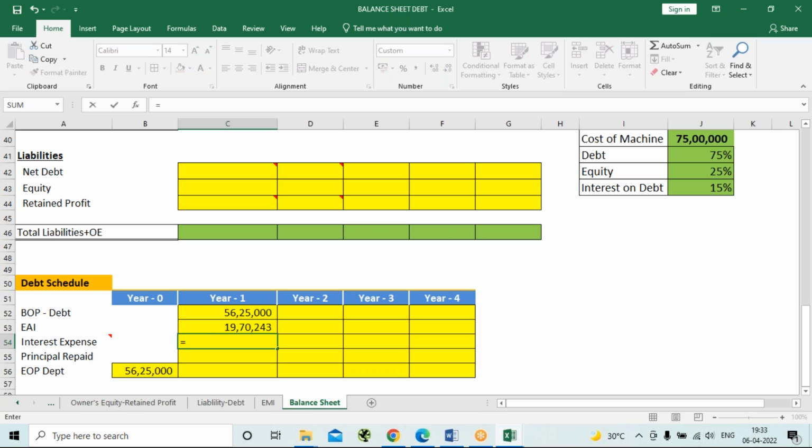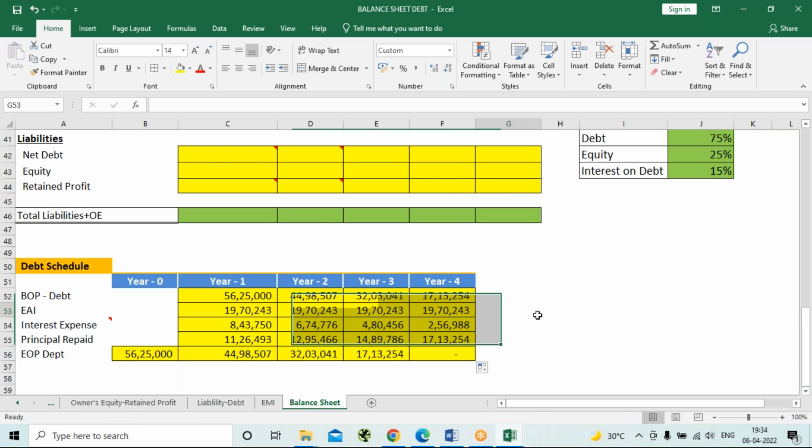So interest expense will be equals to that year's beginning debt into 15%, and the principal repaid will be EMI minus interest expense, and the end of period debt value will be beginning value minus principal repaid. So this is going to be the year 1 calculation. I can drag it for the other years, so that it will calculate the last year's closing balance at 0 rupees.